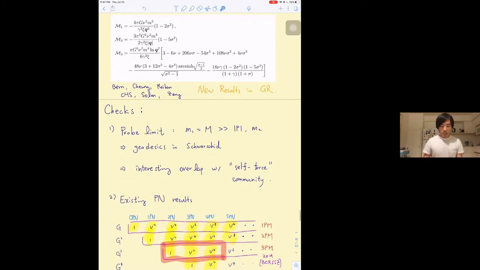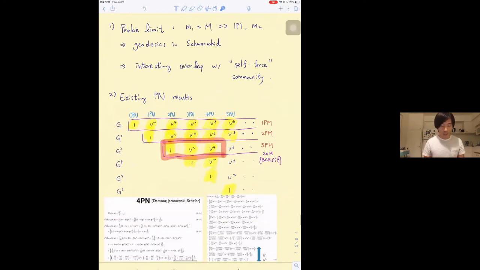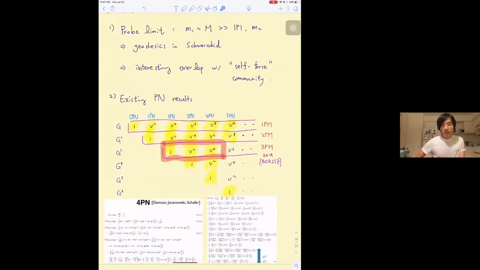The second check we can do is to compare with the existing GR potential. At the time we wrote the paper, the available ones were these. The available overlap we have is order 1, order v squared, and order v to the fourth. So this is related to what I said earlier.